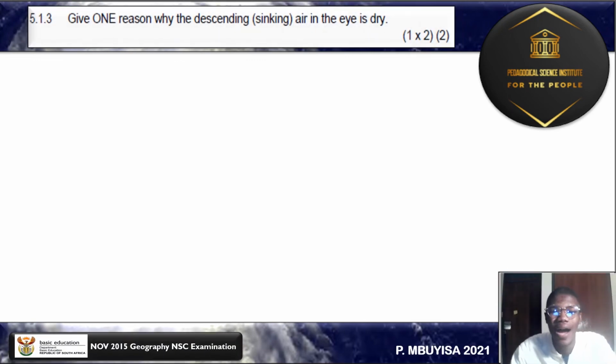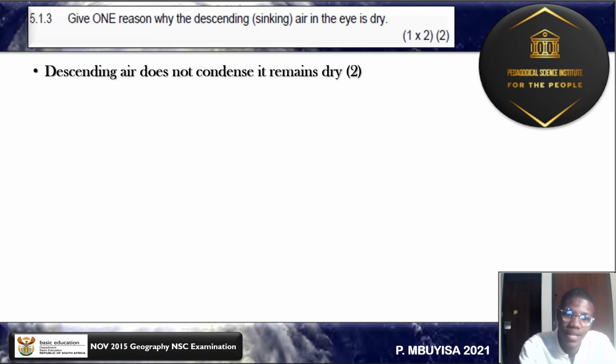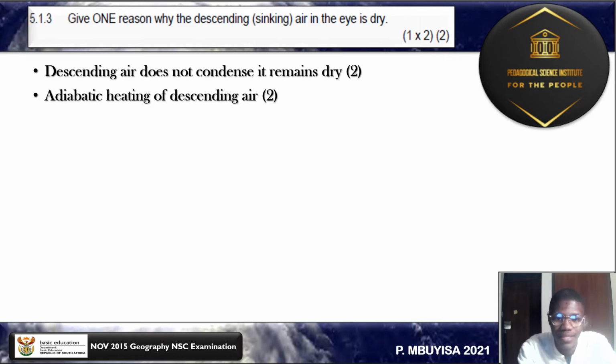5.1.3. Give one reason why the descending or sinking air in the eye is dry. It is dry because in the upper atmosphere we have cold air, and cold air is always dry. It has no moisture, so that's why it is dry. So descending air does not condense, it remains dry. And remember, again, because of the adiabatic heating of descending air, this air remains dry.